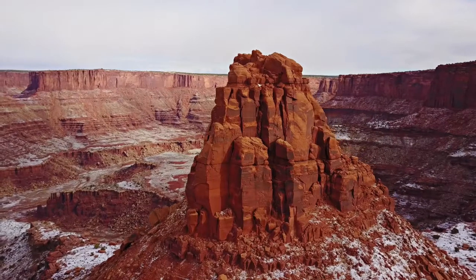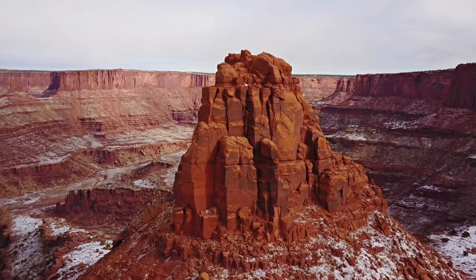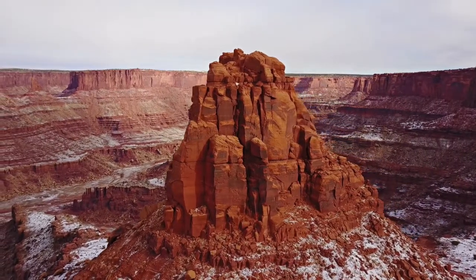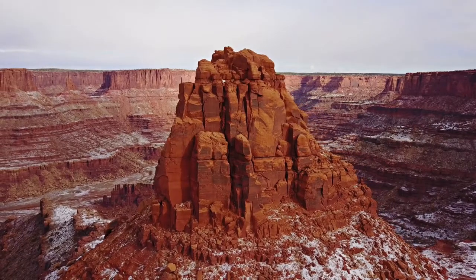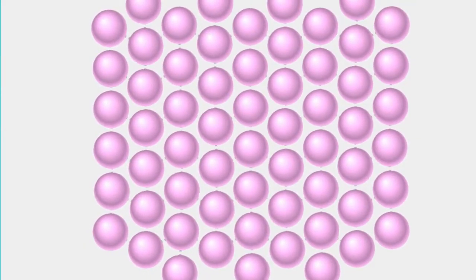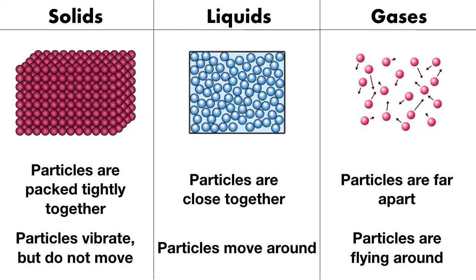Here is a large rock cliff. What would be the best description of the particles in these rocks? Well, this rock is a solid, and remember that the particles of a solid look like this. The particles are tightly packed together, and the particles vibrate but do not move.